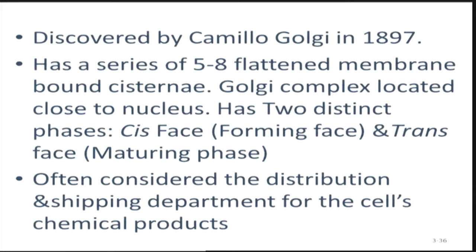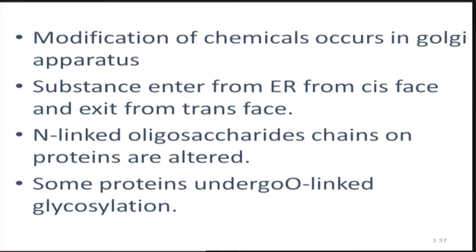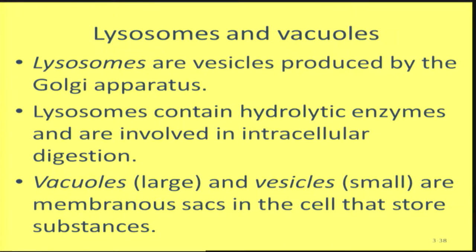Often considered the distribution and shipping department of the cell's chemical products. Modification of chemicals occurs in the Golgi apparatus. Substances enter from the ER, from the cis phase, and exit from the trans phase. N-linked oligosaccharide chains on proteins are altered, and some proteins undergo O-linked glycosylations. Along with them, there is the presence of lysosomes and vacuoles.